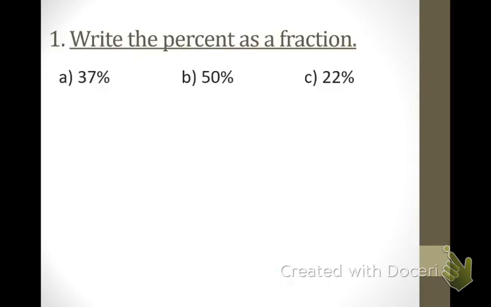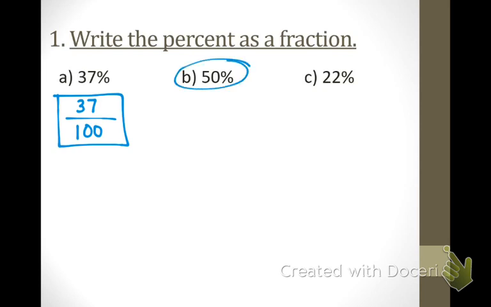Let's just do a few examples. For number 1, it says to write the percent as a fraction. So we know we're going to take this percent that we have, 37, get rid of that percent sign and stick it over what number? 100. Now, 37 over 100 cannot be simplified. If you were to put that into your calculator, when you hit the equals button, 37 over 100 comes out again. So the answer is 37 over 100.